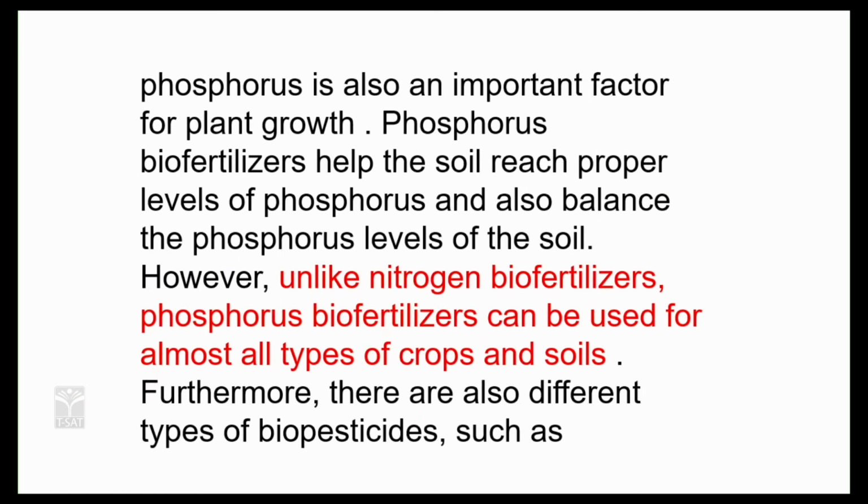So, phosphorus is also an important factor of plant growth. Unlike nitrogen biofertilizers, phosphorus biofertilizers can be used for almost all types of crops and soil. It is a basic essential fertilizer required for the plant or any living being, because it is one of the basic essential elements to form DNA. So, without phosphorus, there is no possibility of formation of a cell.